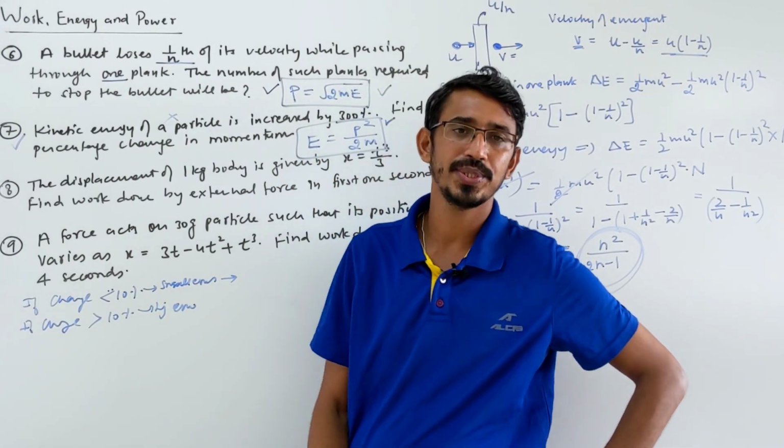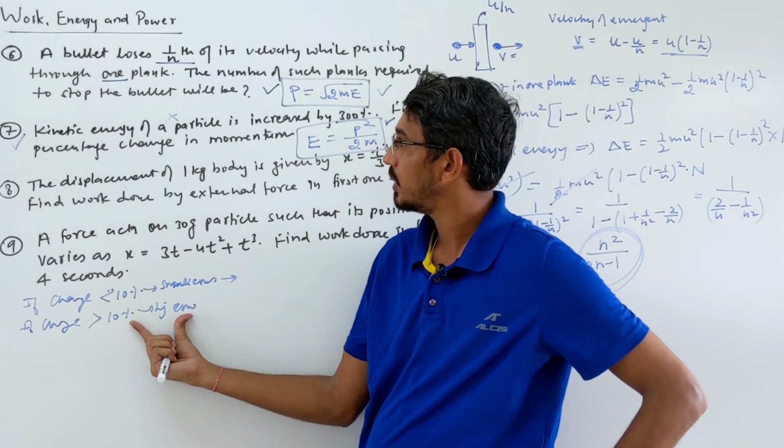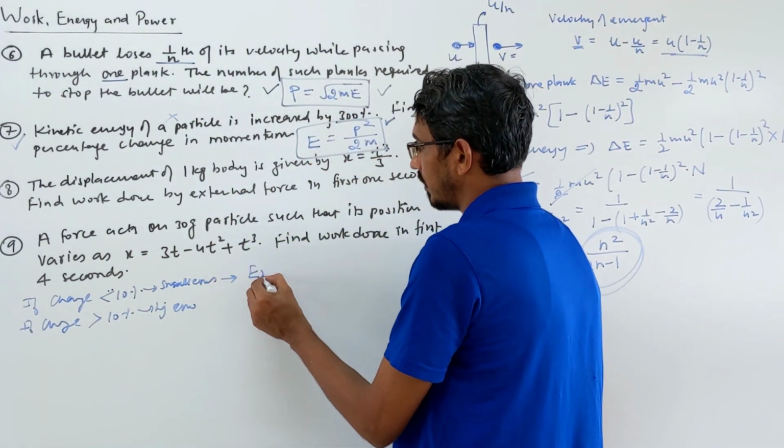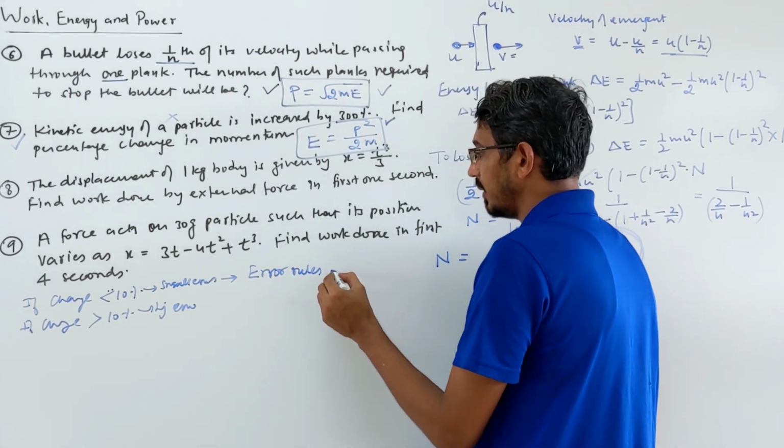We have to use the error rules, okay? Yes, how to add percentage error. And for big error, we have to use another rule which is called directly or inversely. For these we have to use what, error rules. That's what is in your first chapter. I explained it nicely in the first chapter, okay?